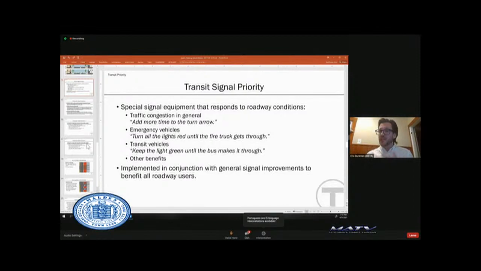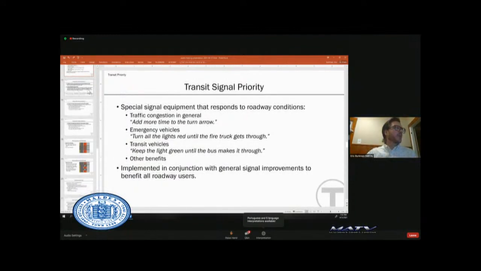The benefit to transit vehicles is it can actually extend the green light a little bit, not in an unlimited sense, but usually about 10 seconds or so to let the bus through, or it can shorten the red light for the bus. And then there's additional other benefits to this as well. Sometimes there's pedestrian sensing, there can be bike signaling. There's a lot of different options for a transit signal priority that can really benefit all the road users on the corridor.